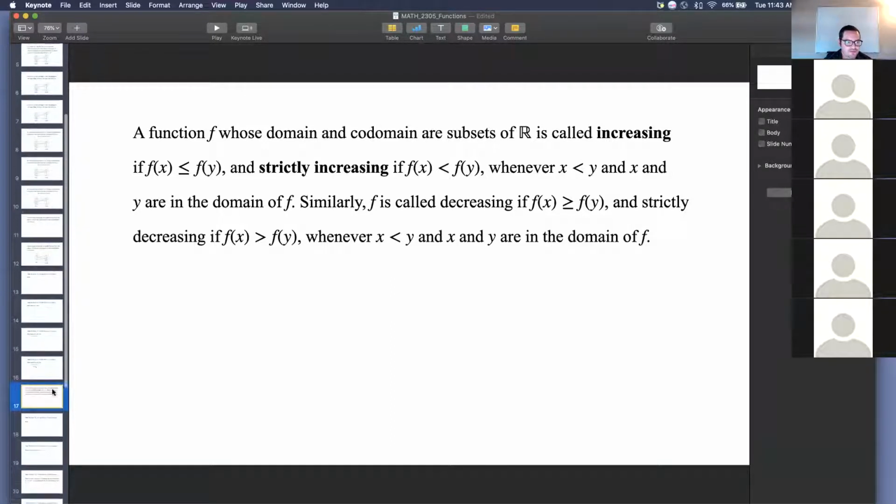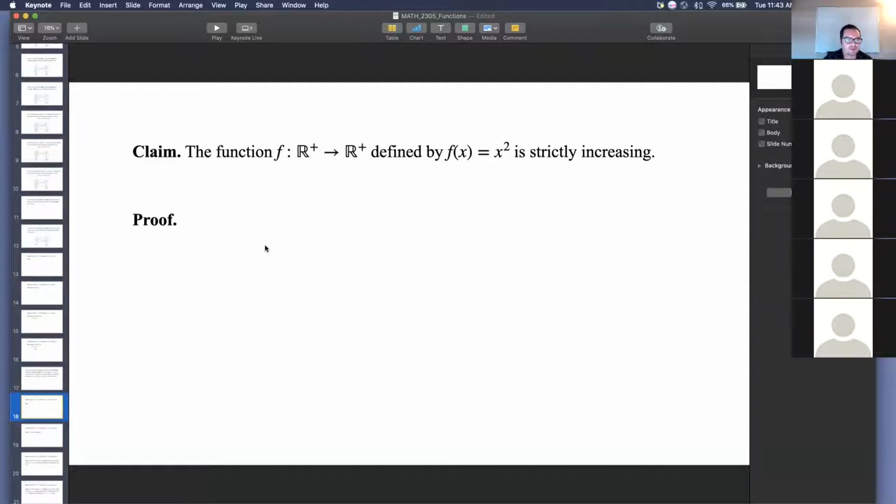Okay, so let's look at an example involving a proof now. I claim that the function from the positive real numbers to the positive real numbers defined by f of x equal to x squared is strictly increasing. Now note that if you think of the graph, it's a parabola, and parabolas are not strictly increasing, but notice the restricted domain here. The domain is only positive real numbers, so f of x equals x squared on only the positive real numbers, just think of the right-hand side of this parabola, that is indeed strictly increasing.